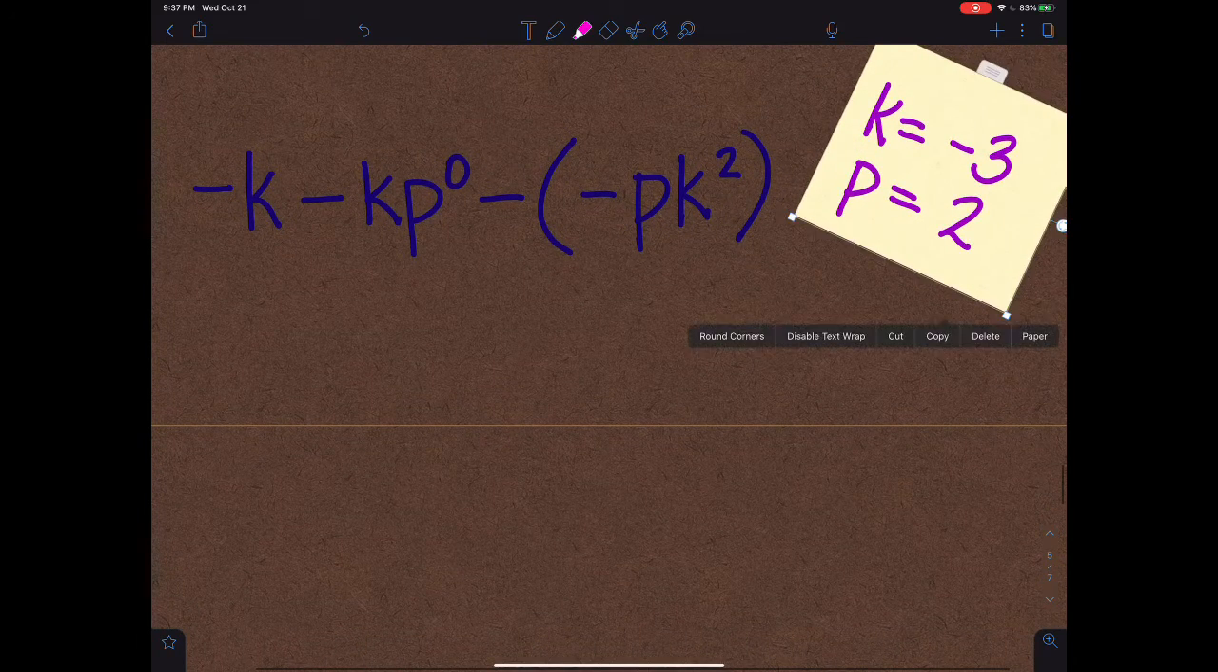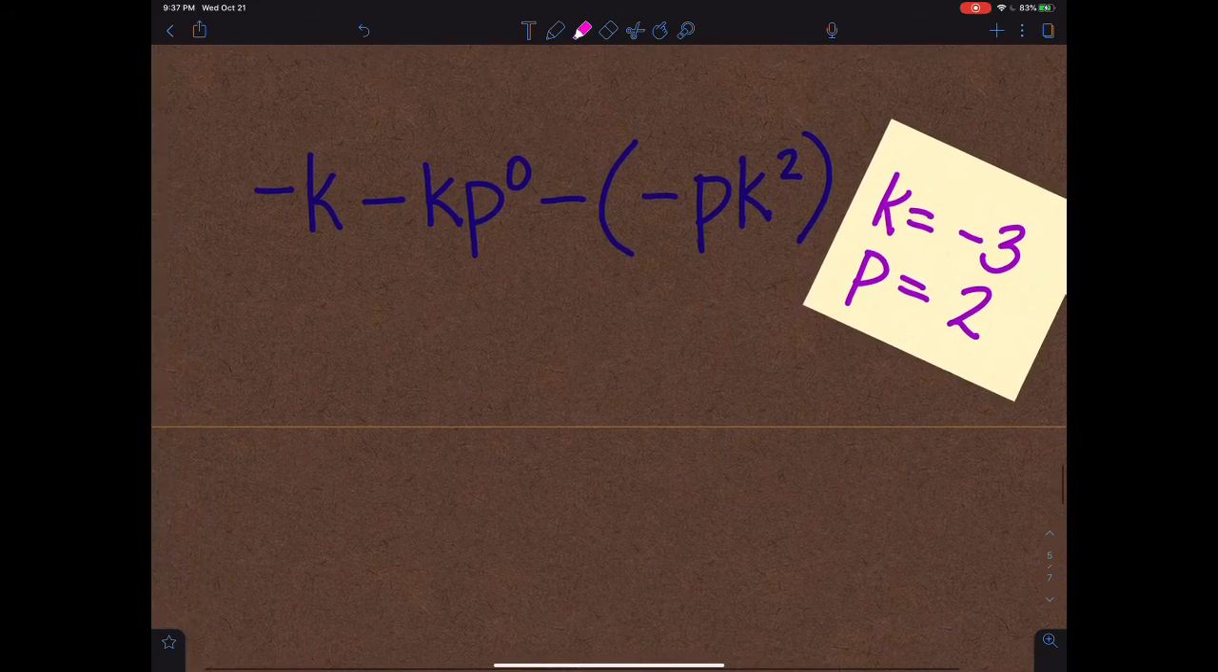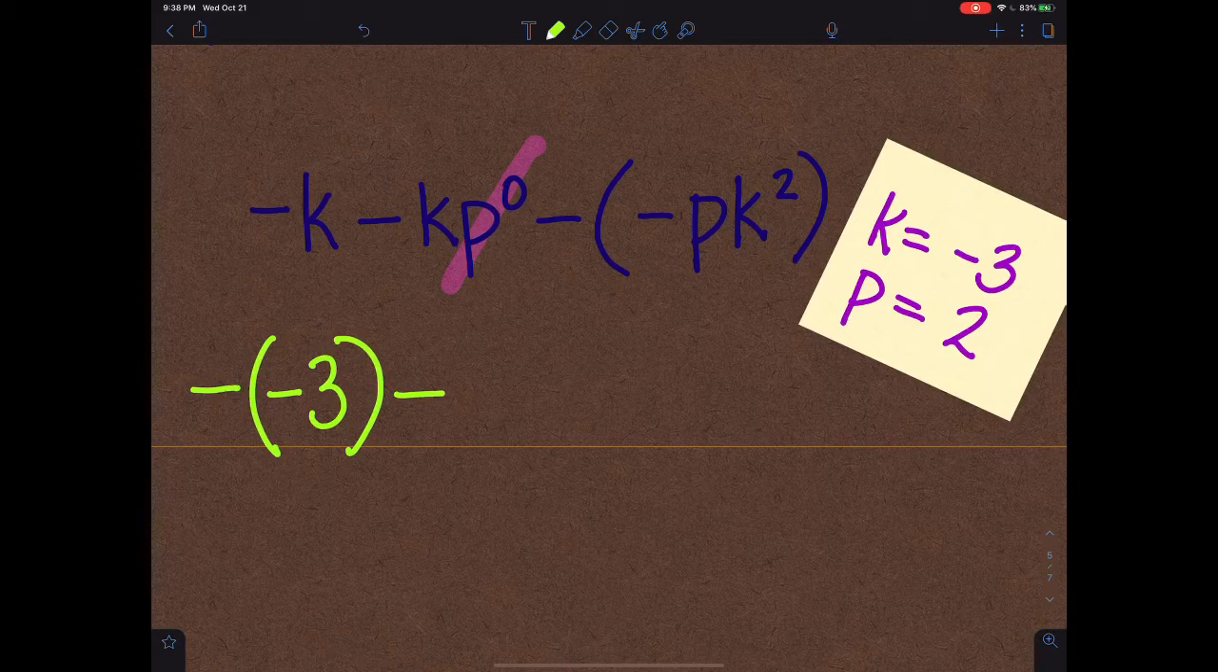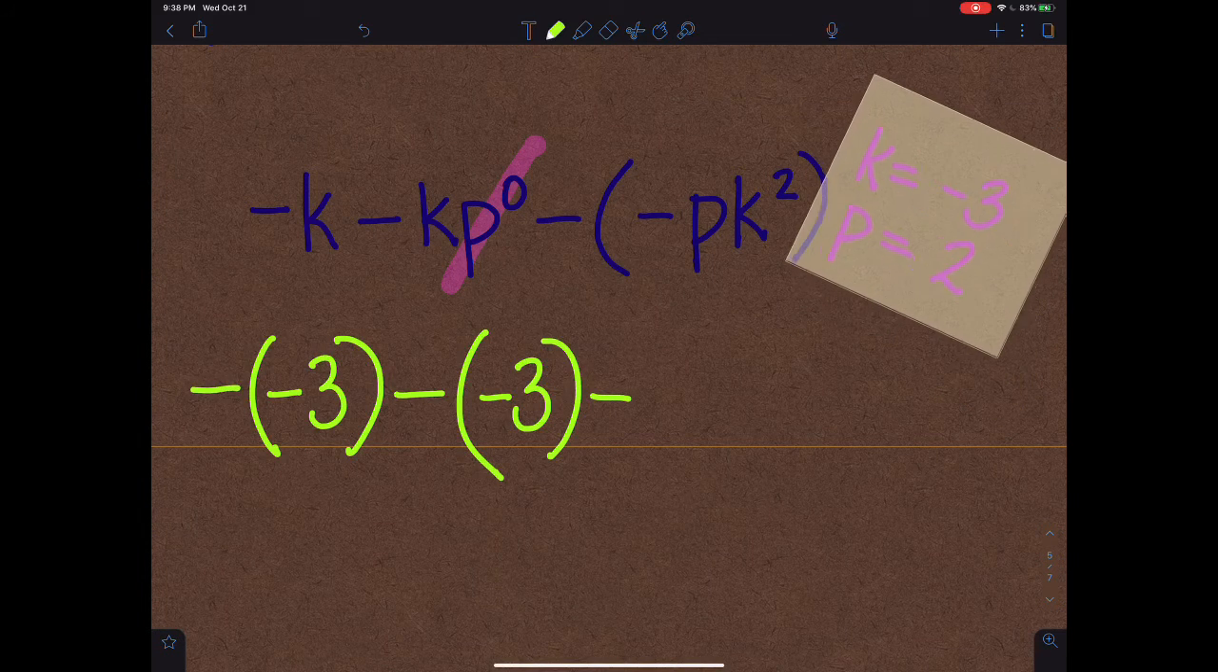The next one is similar. It's very similar. It wants us to plug these in. But again, I'm going to try and simplify it first. I don't love that guy, because what the heck is the point of that? P to the 0 is just 1. So let's leave that out completely, and I'm going to plug in the other stuff. So minus negative 3 minus another k, which is negative 3. Then I'm going to do minus, let's move this a little bit.